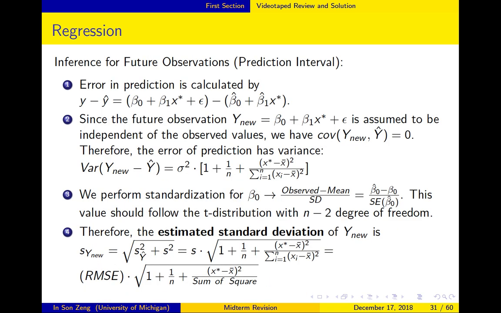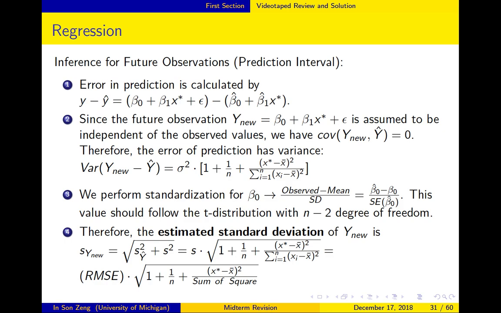For the inference for future observations, which is the prediction interval, we first notice that the error in prediction is calculated by the observed y minus the y hat, which is beta 0 plus beta 1 x star plus the epsilon for the particular observation, minus the predicted value beta 0 hat plus beta 1 hat x star.